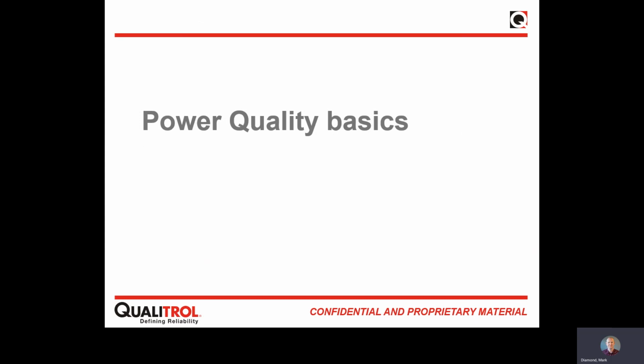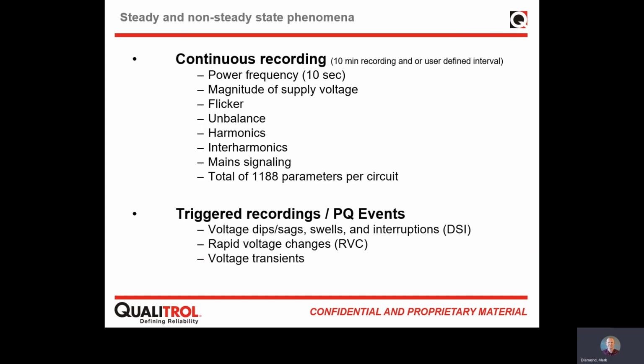So let's have a look at the power quality basics. There are essentially two categories that we can put power quality into. There's the steady state and non-steady state. If we look at steady state, and by that we mean continuous recording, so we're looking at calculations like power, like voltage, flicker, harmonics, unbalance. And what we're doing on our system is every 10 minutes, we are taking a sample of all of these calculations. And in fact, there's well over 1,000 calculations per circuit that can be performed by these PQ devices.